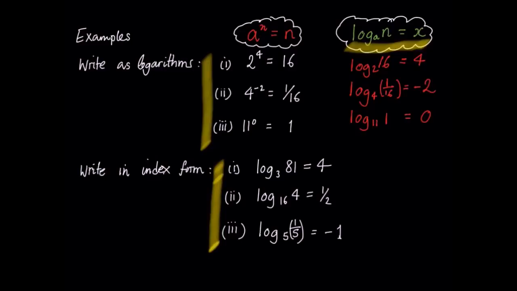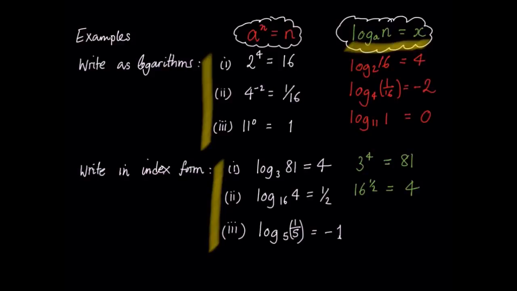The next three statements are in logarithmic form, and we want to write them in index form. Log to the base 3 of 81 is 4. We can write this as 3 to the power of 4 is equal to 81. Log to the base 16 of 4 is equal to a half. So 16 to the power of a half is equal to 4.